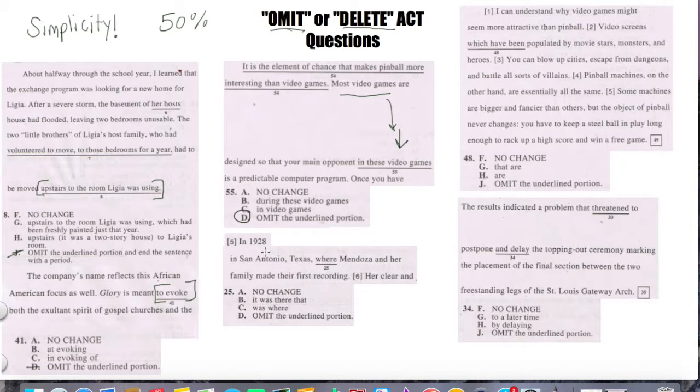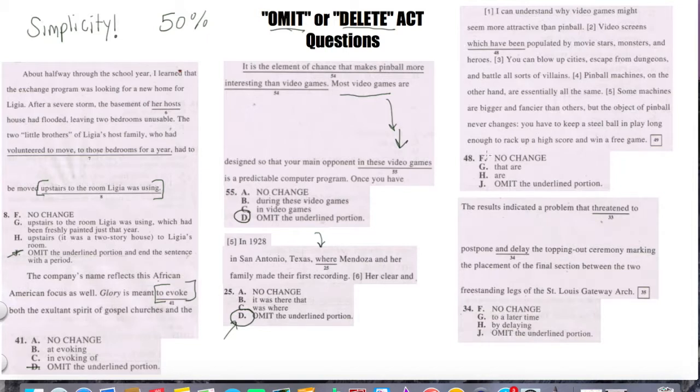Another question here. In 1928 in San Antonio, Texas, where Mendoza and her family made their first recording. Well, actually, not only do we not need this where, but this where is going to be a little bit confusing and turn this sentence into not actually even a full sentence. So if we read it without where, because we see omit as an option, we know it's right a lot of the time. So in 1928 in San Antonio, Texas, Mendoza and her family made their first recording. Perfect. Sounds great. All right, maybe these guys do know what they're talking about.